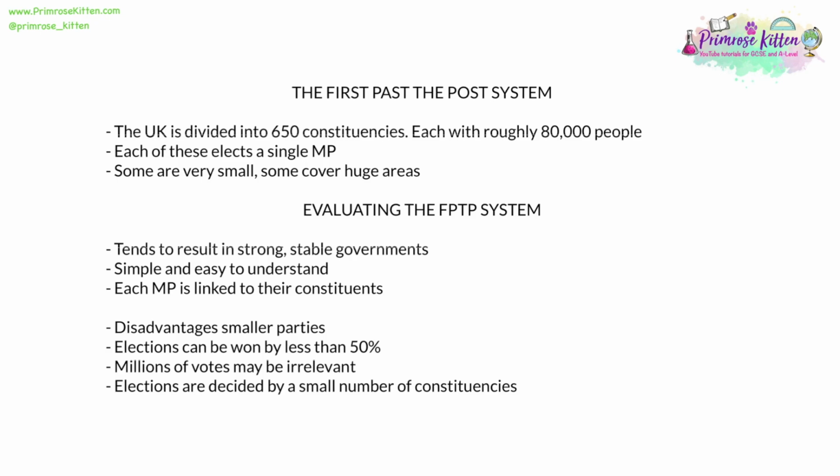There are things to consider when evaluating this system. It does tend to result in strong and stable governments. It's simple and relatively easy to understand, and each Member of Parliament is linked to their constituents. But there are disadvantages. Smaller parties are greatly disadvantaged. Elections can be won by way less than 50% of the vote. Millions of votes may be irrelevant. If you're a Labour voter in a safe Conservative constituency, your vote counts for little. And elections are decided by a small number of swing constituencies, known as marginals.